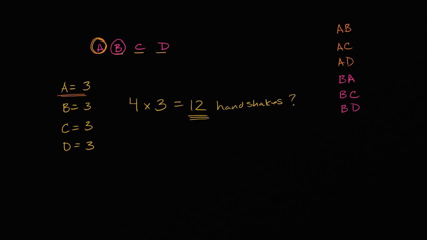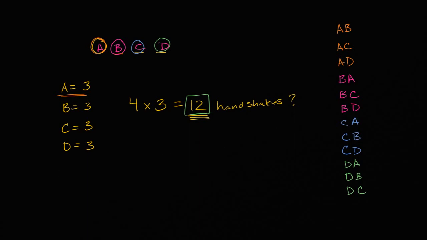And let's keep going. Then we have C. C is going to shake A, C is going to shake B, C is going to shake D. And then we have D is going to shake A's hand, D is going to shake B's hand, and D is going to shake C's hand. And you're probably saying, well, Sal, you just listed exactly 12 things. But there's something interesting here. We are double counting. And I encourage you to pause the video and think about, where are we double counting?